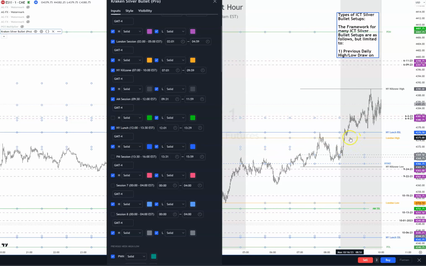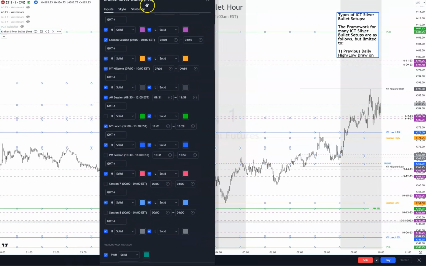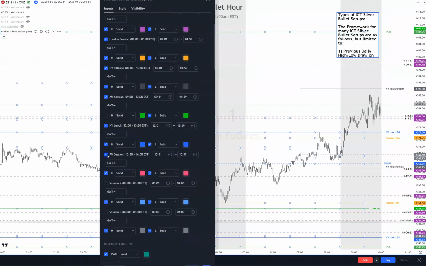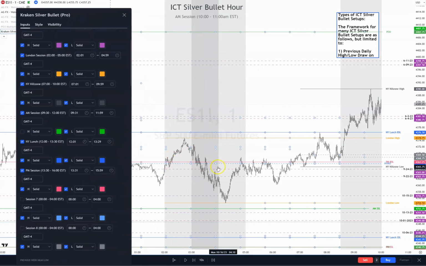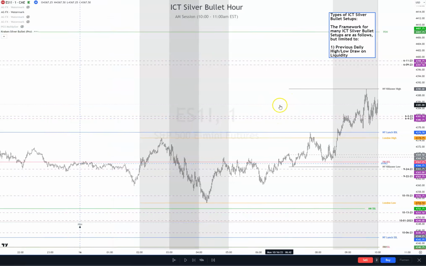Okay, we just took New York lunch high. Okay, buy side's down here, hasn't been traded through yet, so we're good. PM session liquidity. So we just took buy side. Well, we took buy side way over here, so don't need it. Take it off. Okay. All right, so let's zoom in here.